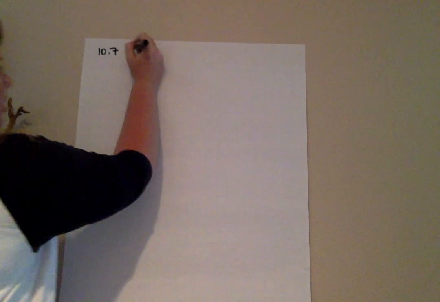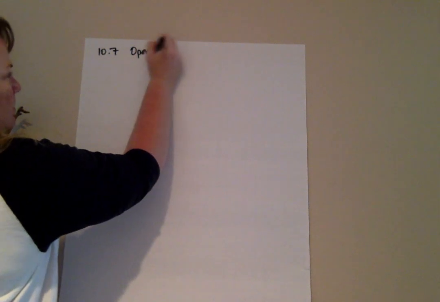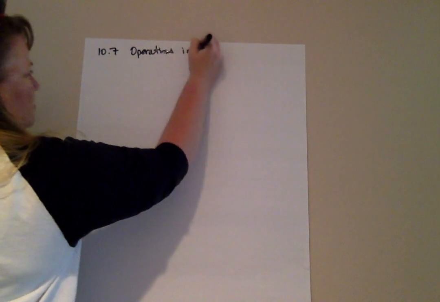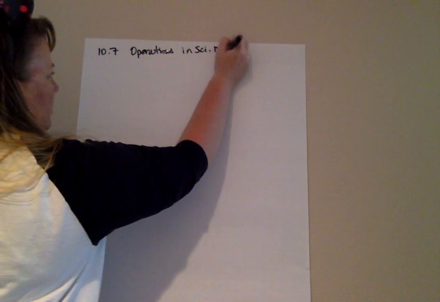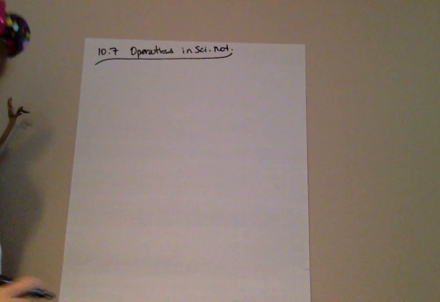Okay, so 10.7. This is the one that we split up into 2 days. If you guys are wondering what these things are behind me, I'm going to show you shortly. So 10.7, this is operations, and psi naught. Remember, scientific notation.